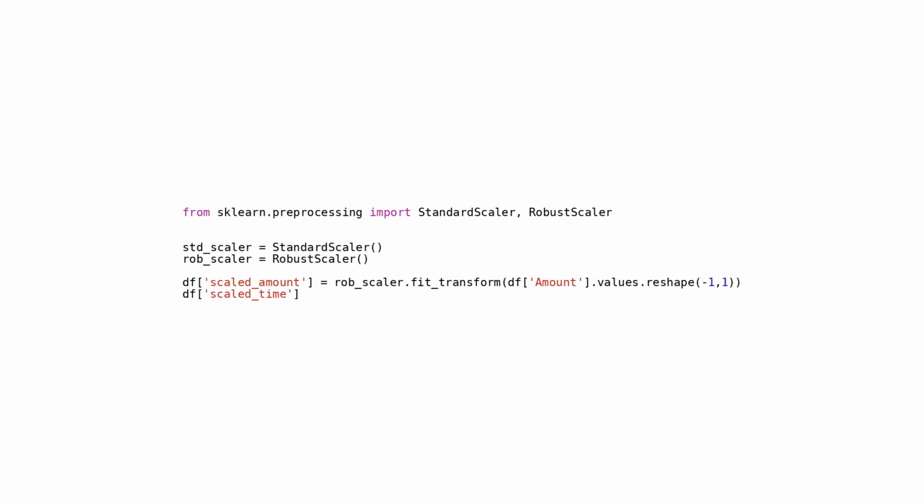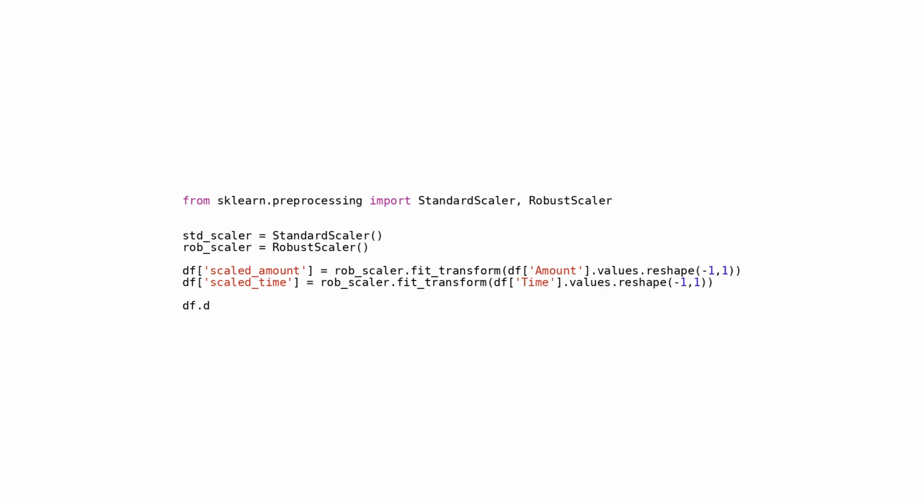Standardizing features is crucial in machine learning to ensure all features are on the same scale. It helps algorithms converge faster, prevents dominance of features with larger scales, and enhances overall model performance. The StandardScaler and RobustScaler classes from scikit-learn are commonly used for this purpose.